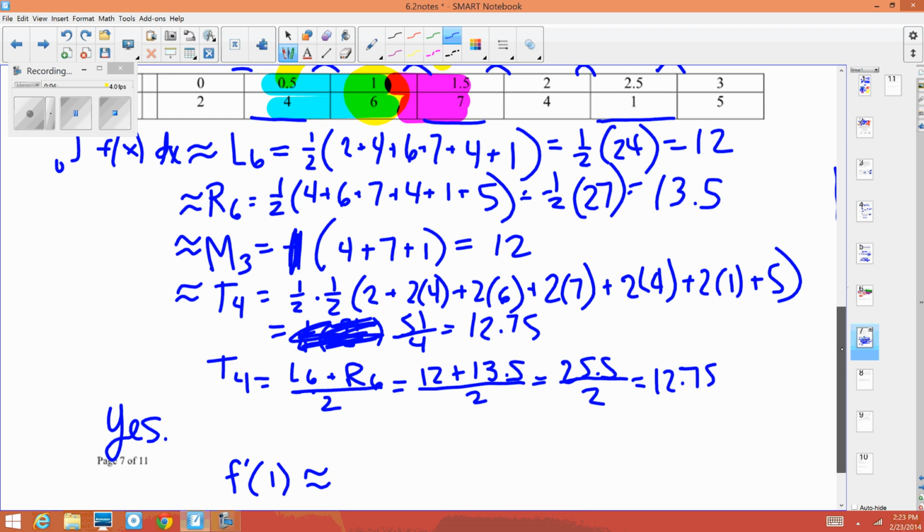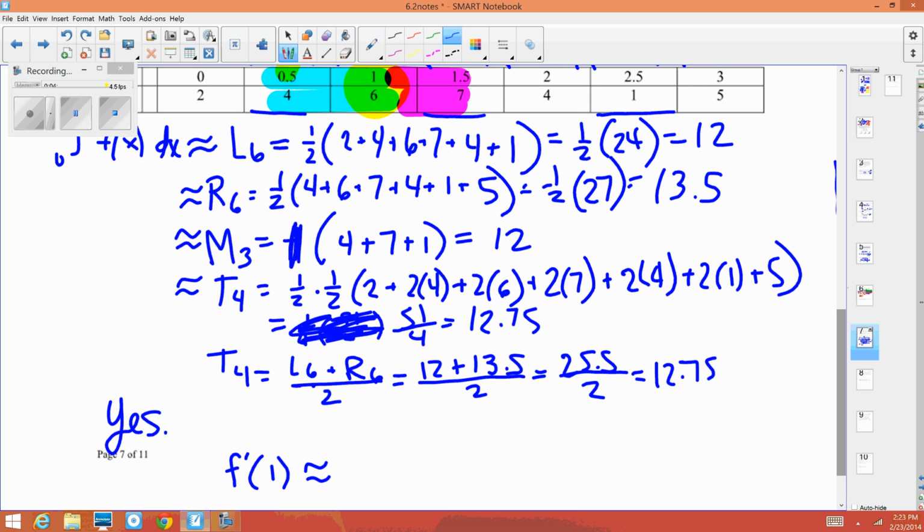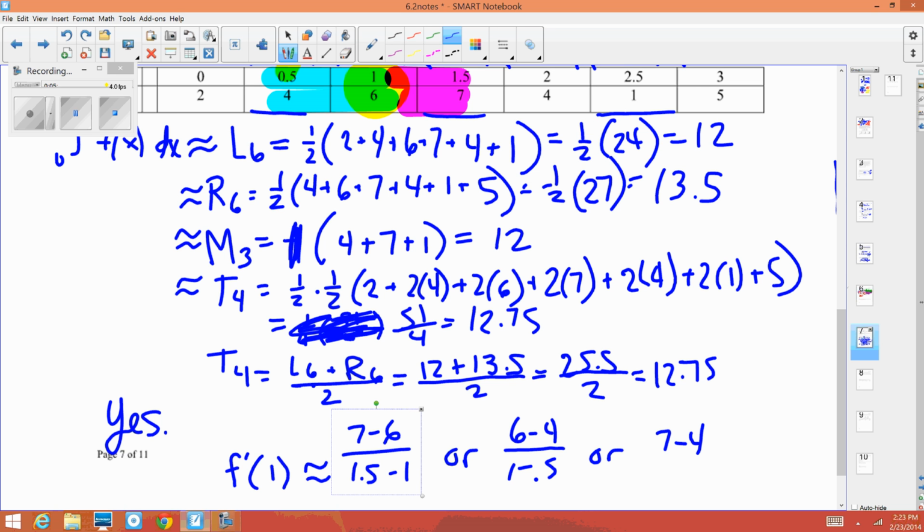Those numbers would be, we could either do 7 minus 6 over 1.5 minus 1, and don't just write the answer. Show that difference quotient. Show what you're thinking. If you want to get a decimal for that, you can, but you don't have to. You could just leave it numerically. Or we could do 6 minus 4 over 1 minus 0.5. Or you could do 7 minus 4 over 1.5 minus 0.5. It's important to show that difference quotient.